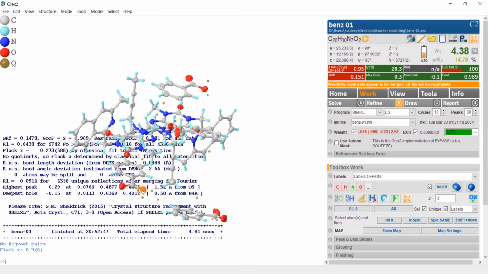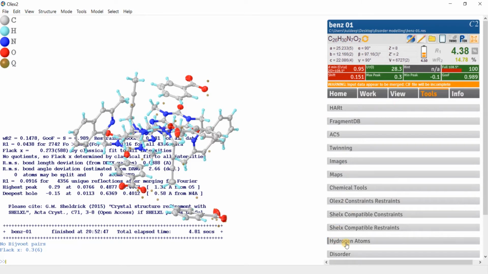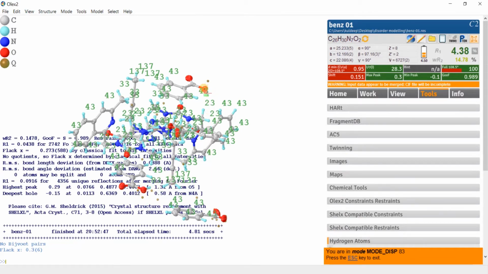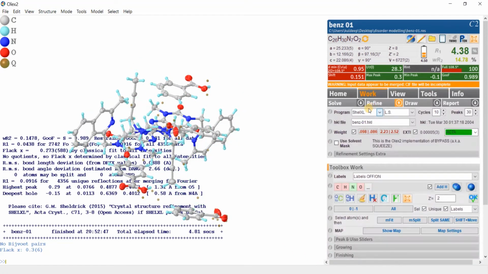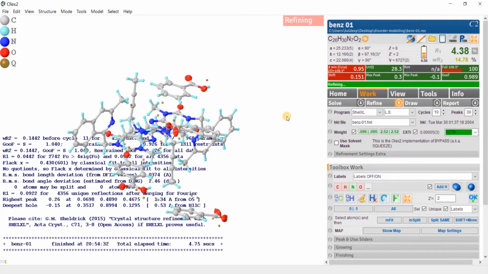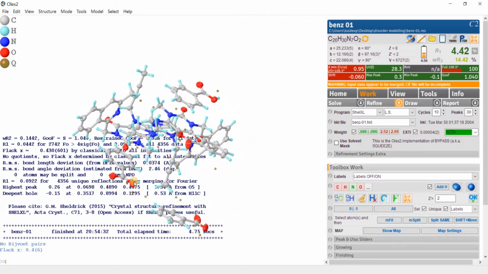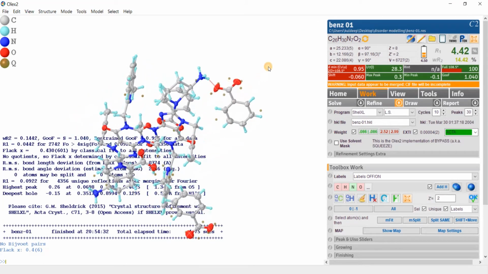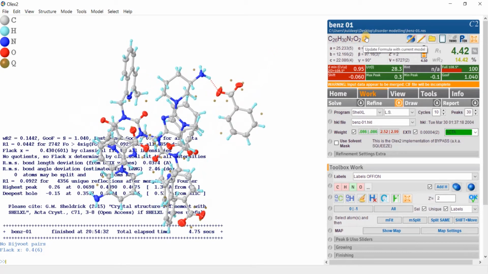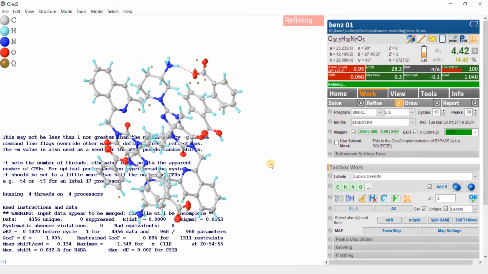For this, put the hydrogen, hydroxy hydrogen, go to tools, and here hydrogen atoms, press this button and select this hydrogen and this hydrogen. It will put the hydrogen on these two oxygen atoms. Press escape and go to refine. And now you can see the hydrogen are on these two oxygen atoms. Now press this button to update the molecular formula and refine one more time.